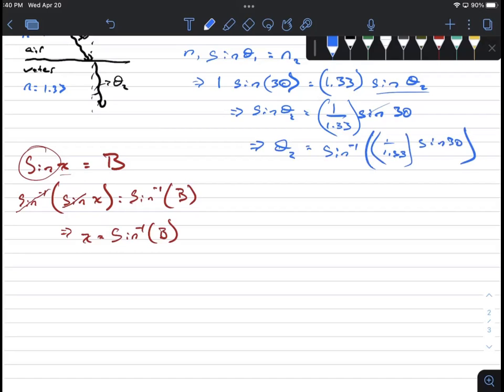And now at this point, all I have to do is plug this in my calculator. So I do 1 divided by 1.33 times sine of 30. And then I do the inverse sine of that answer, and I get theta 2 is 22.08 degrees.